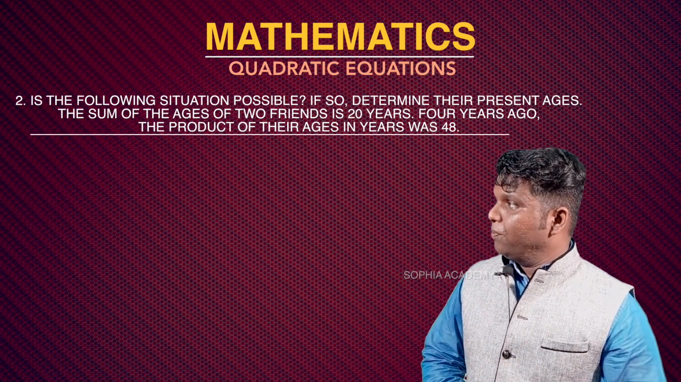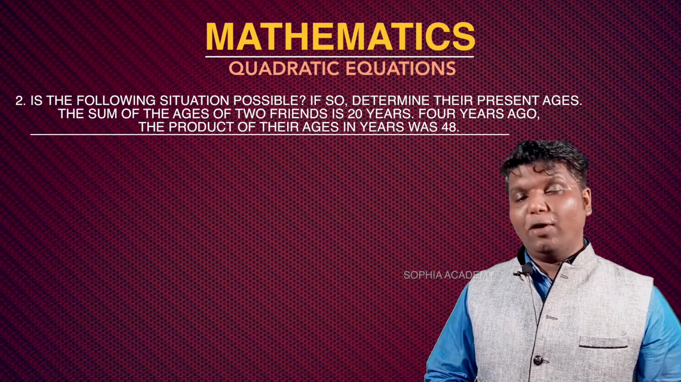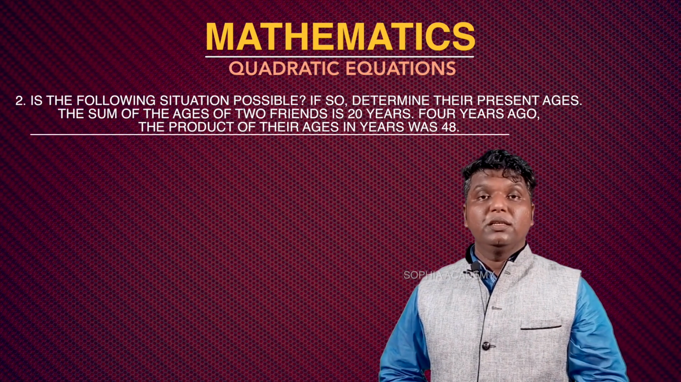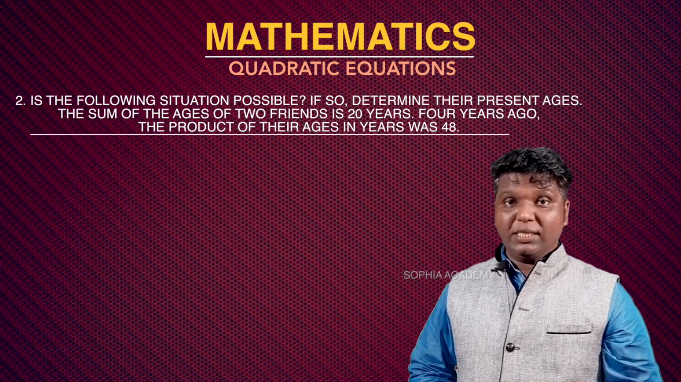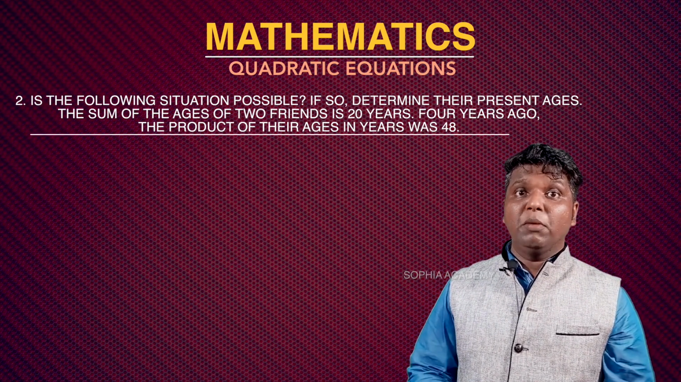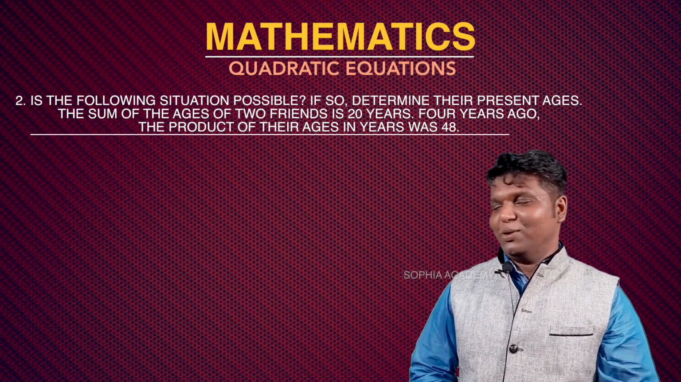4 years ago, the product of their ages in years was 48. The sum of the ages of two children is 20. That's why I use the word children, because anyhow, if the sum of the ages is 20 maximum, both of them should have 10 and 10, that's all, right? Or 19 and 1, it can happen also like that.